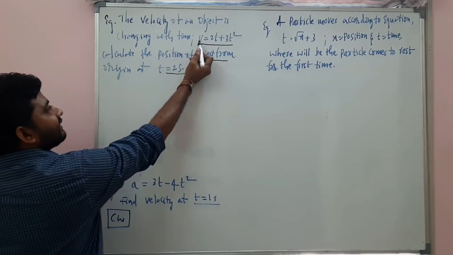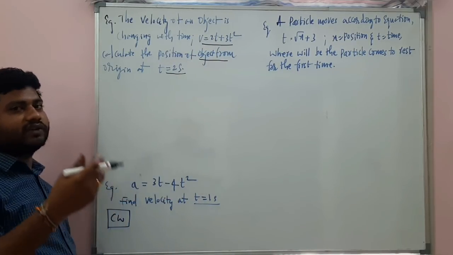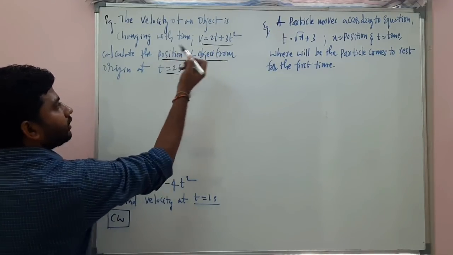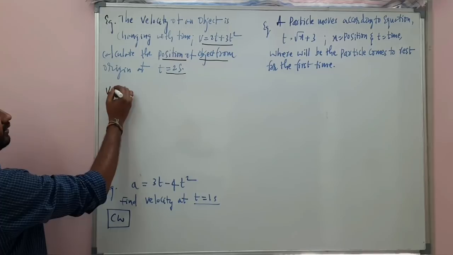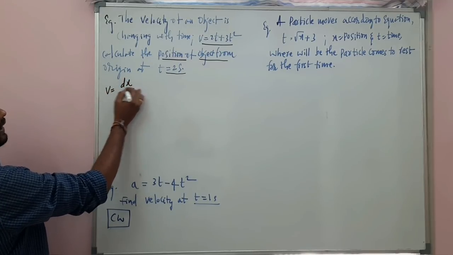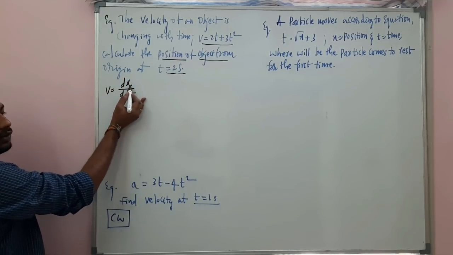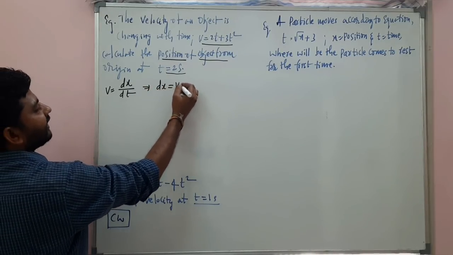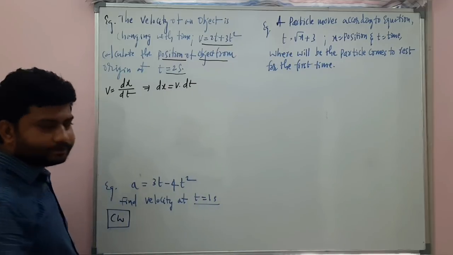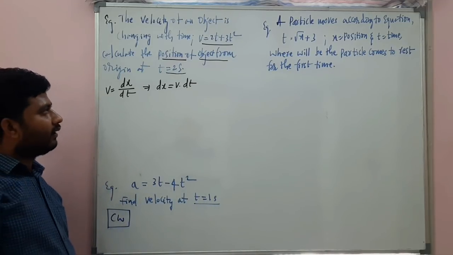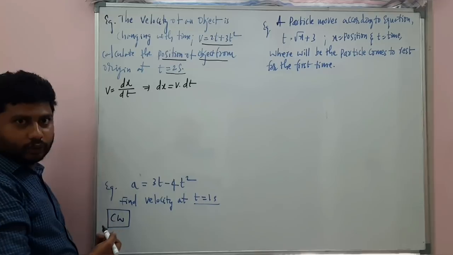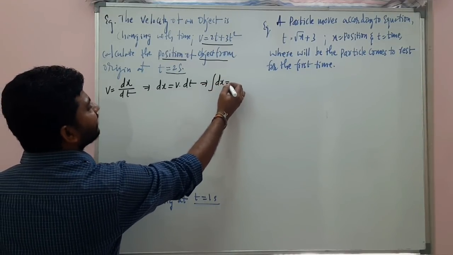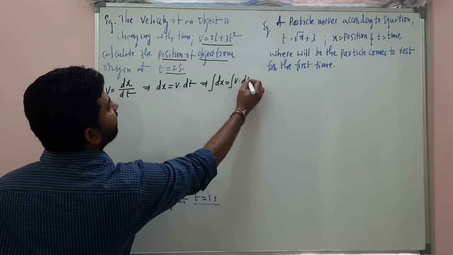As the velocity is a function of time, we need to use differentiation. The relation between velocity and position comes from v is equal to dx by dt. You need to find position, right? So let us cross multiply: dx is equal to v into dt. You can integrate both sides now. If you integrate both sides, it is integral dx is equal to integral v dt.